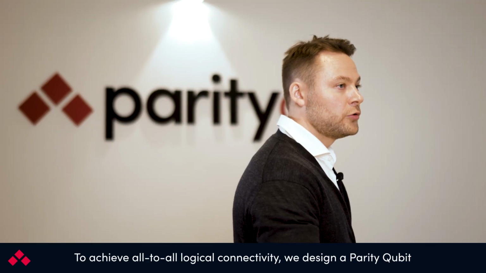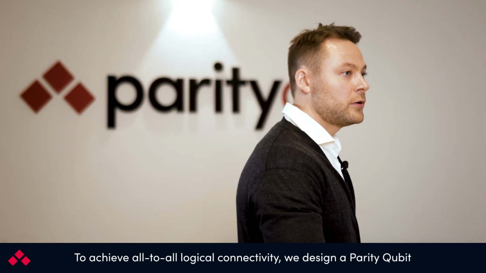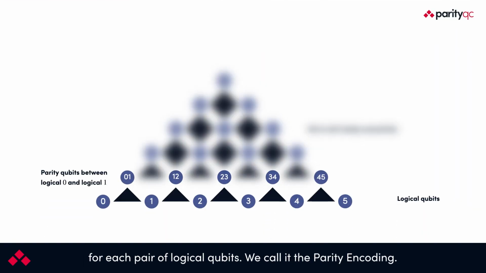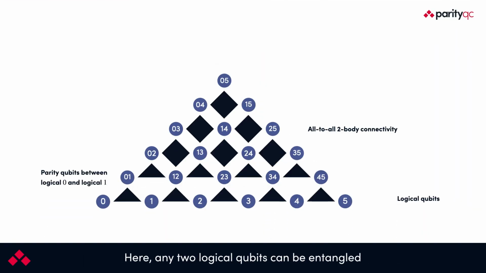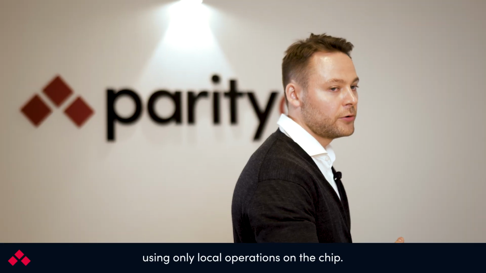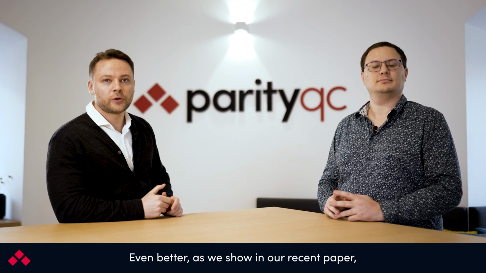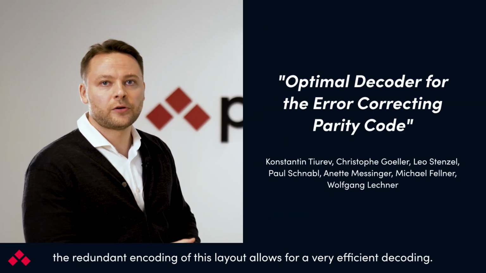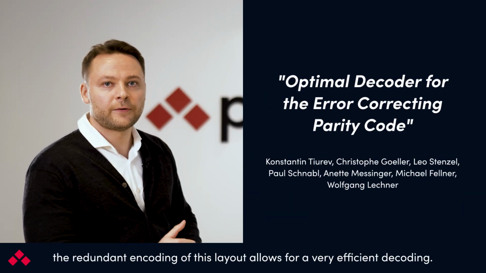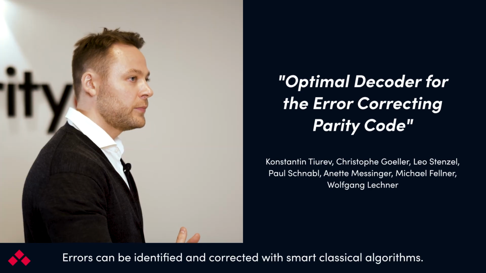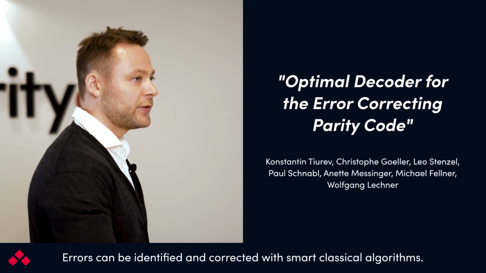To achieve all-to-all logical connectivity, we design a parity qubit for each pair of logical qubits. We call it the parity encoding. Here, any two logical qubits can be entangled using only local operations on the chip. Even better, as we show in our recent paper, the redundant encoding of this layout allows for very efficient decoding. Errors can be identified and corrected with smart classical algorithms.